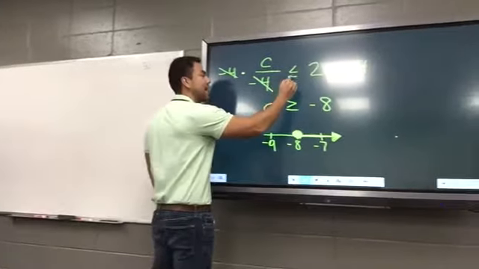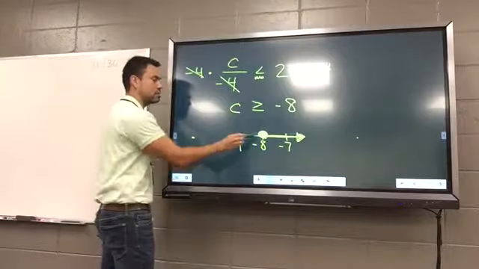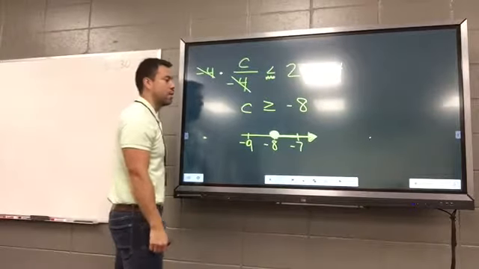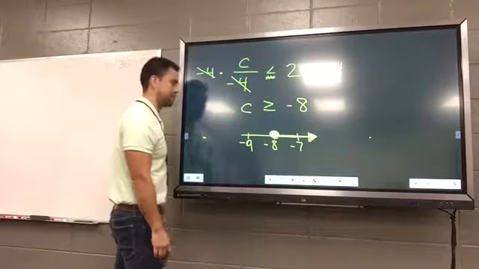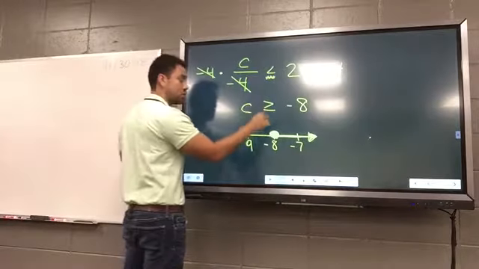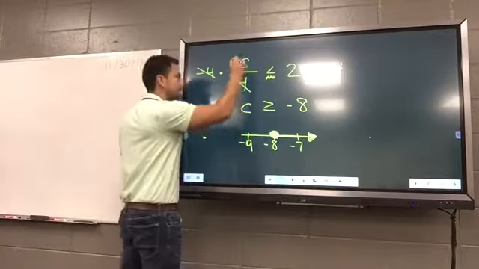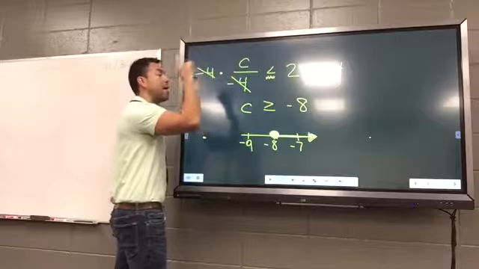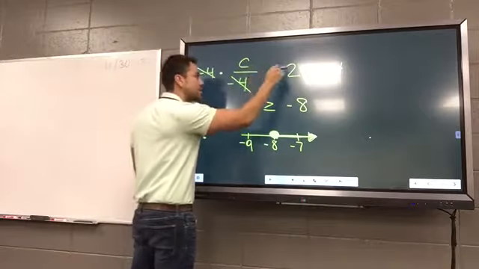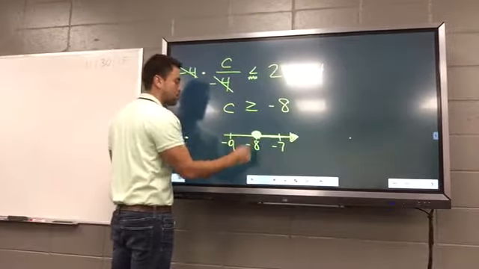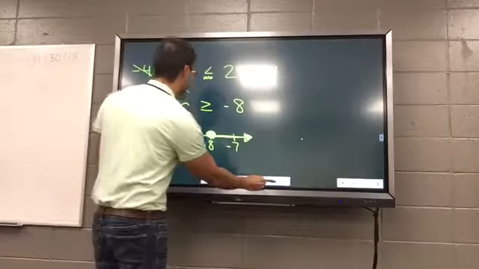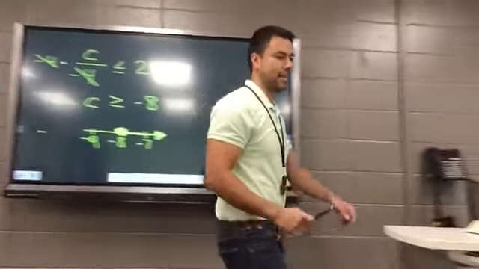If this did not have the equal to sign, would this be my graph? No. What would be wrong with the graph? The closed circle. Yeah, because let's check it again. If I close this, what's negative 8 divided by negative 4? Positive 2. Is 2 less than 2? No, that's why I wouldn't leave that closed. But that one is closed.